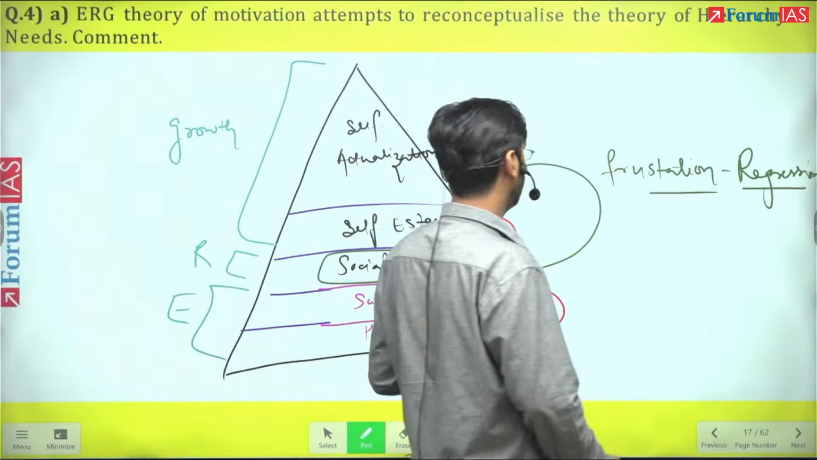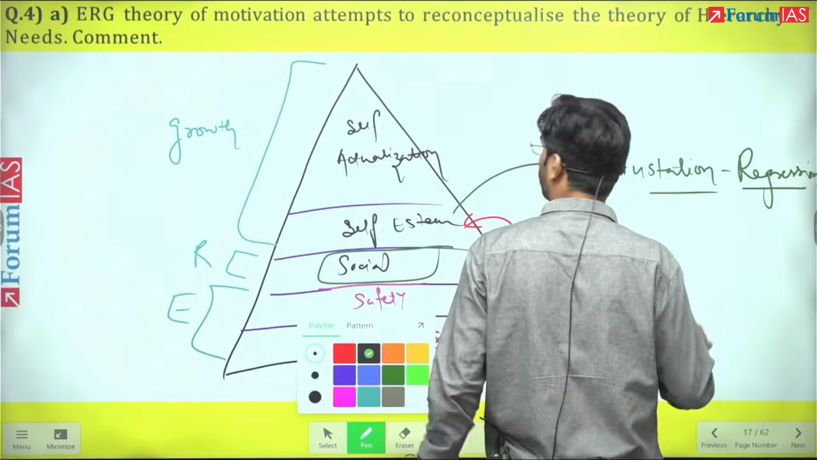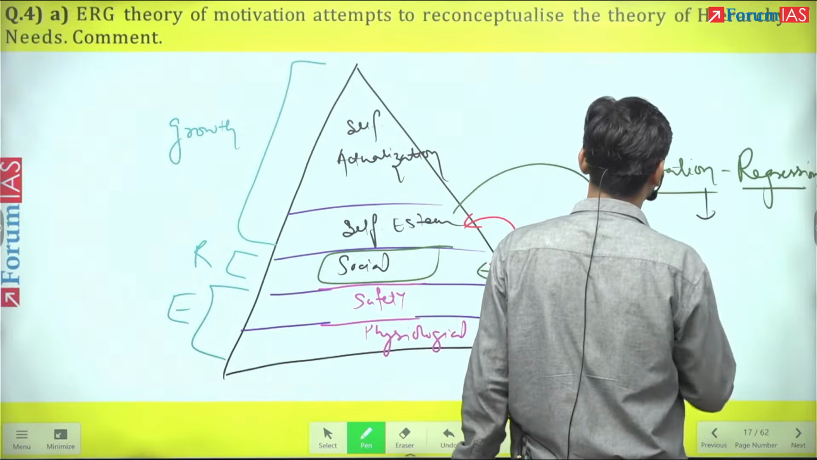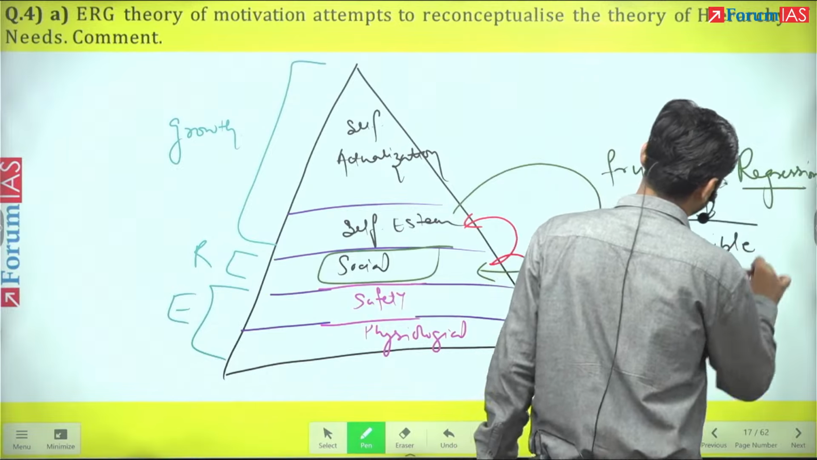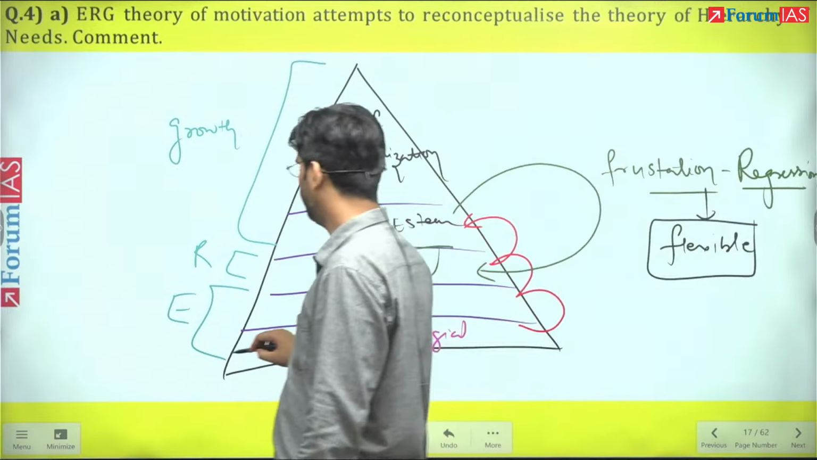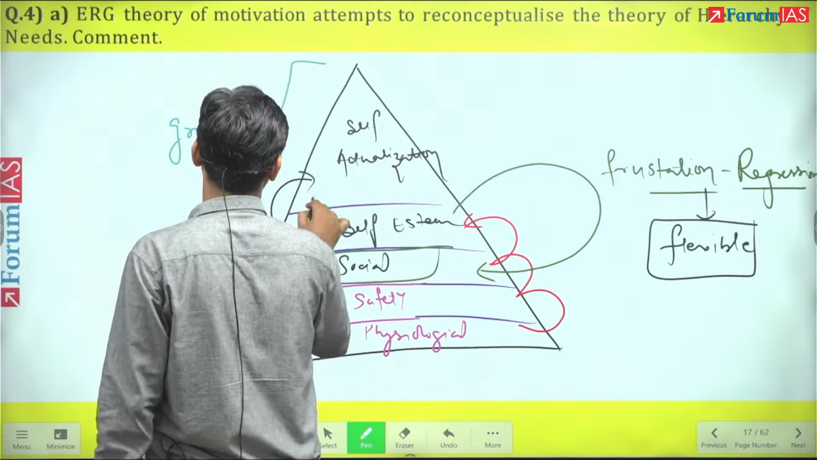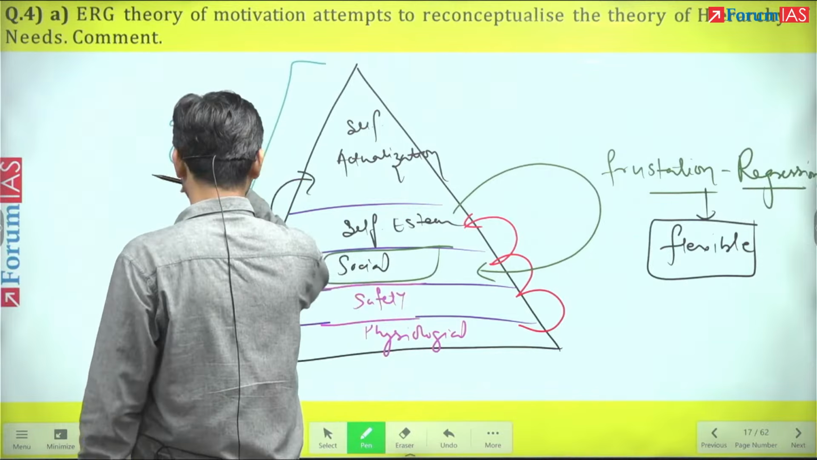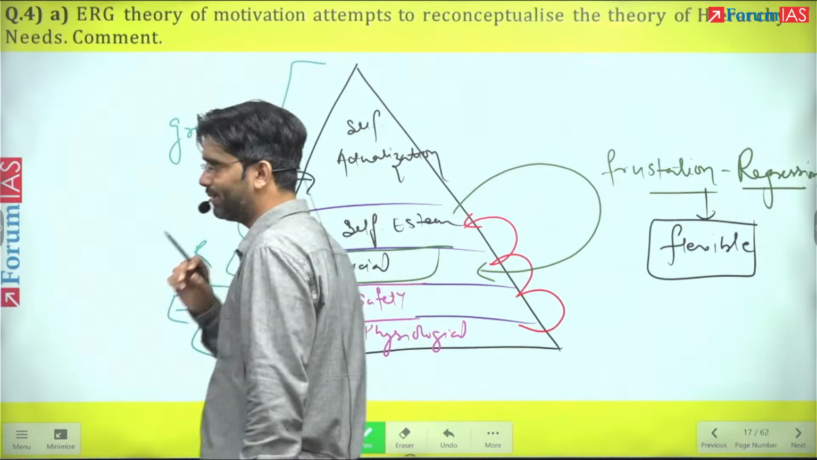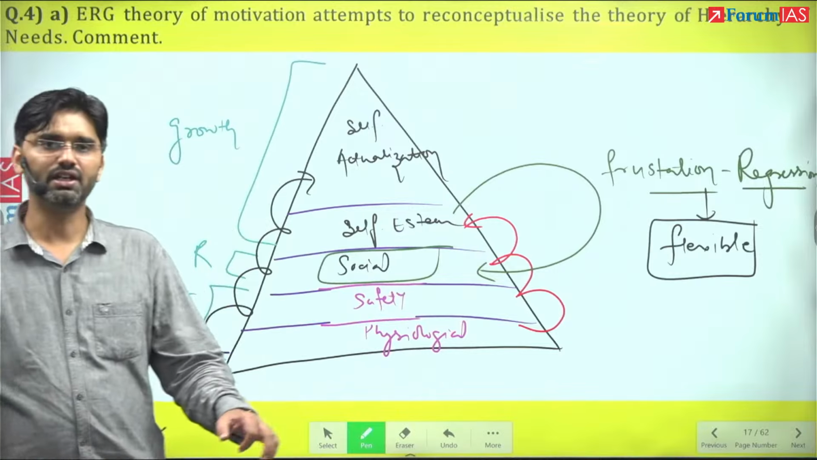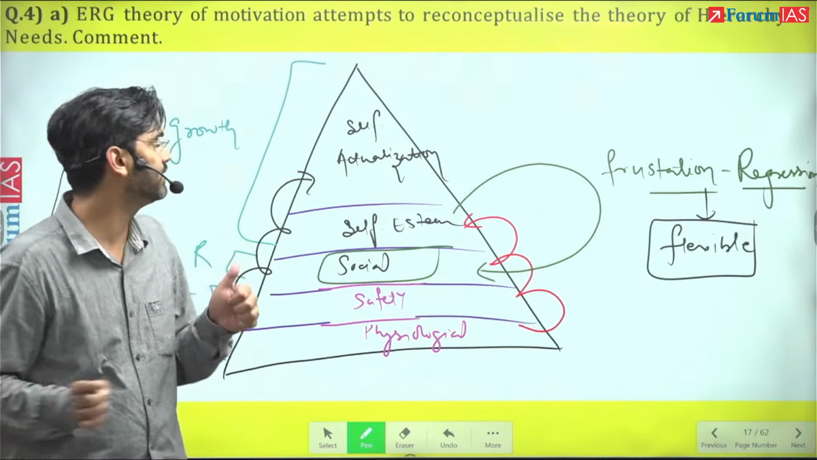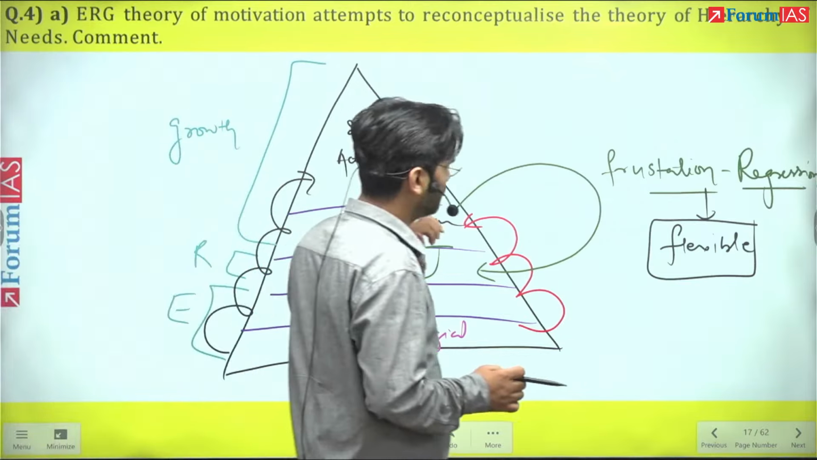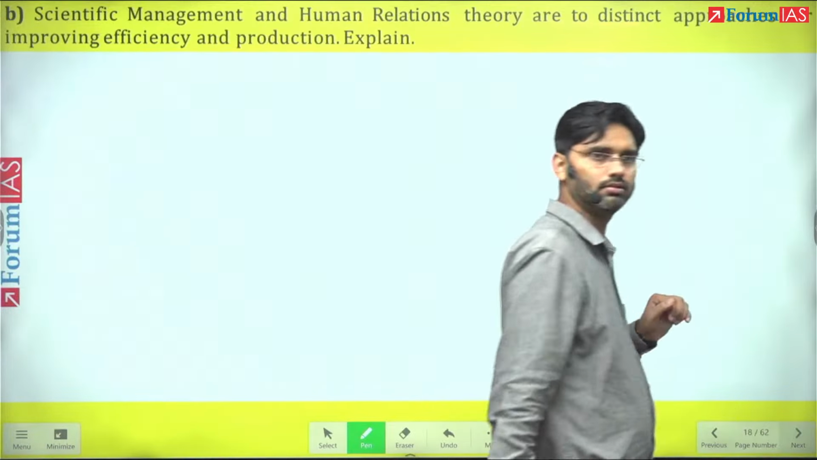And the real application of this theory is what? It is flexible. It is not rigid like this. There is a scope of coming back if the basic need is not satisfied. This is the strength of the theory. This is what the question is asking.